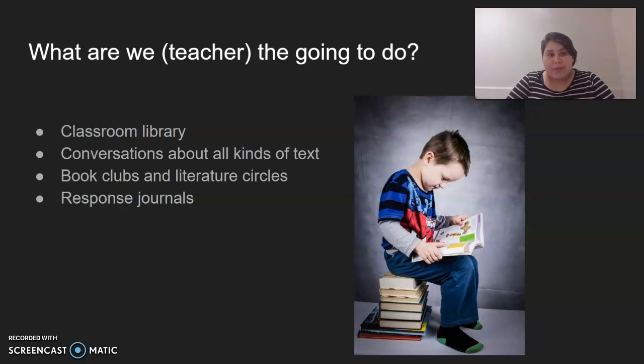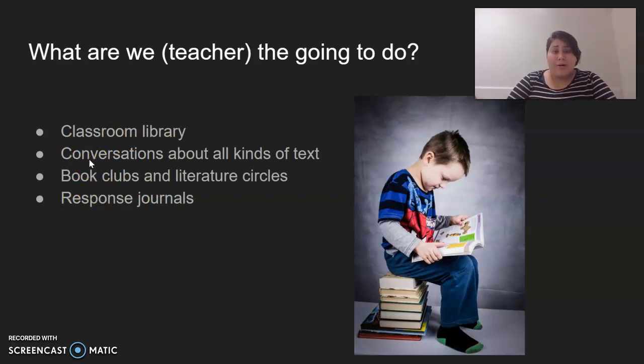The next thing is that we're going to have book clubs and literary circles. I'm going to be grouping like students together, reading like books so that we can dig in depth about specific books. And we're going to have response journals, where each day I'm expecting the students to write what the author's purpose was, or to be able to summarize the author's purpose. So we are going to do a lot with books this year.